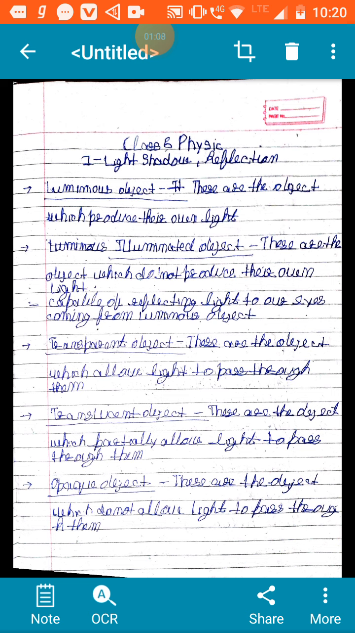Transparent object: these are the objects which allow light to pass through them.